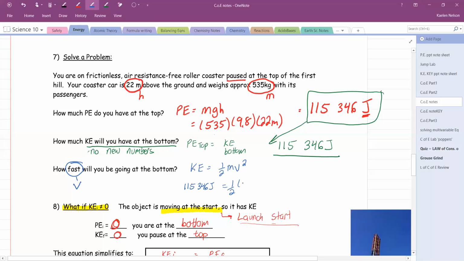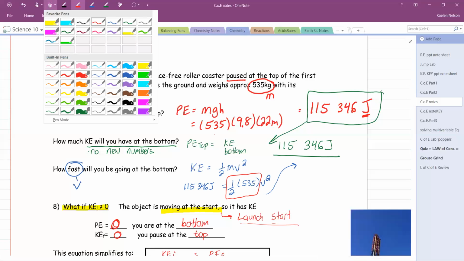1/2, mass, which is 535. V squared is what I'm looking for, so I call it V. Now I have to move my algebra up here. I should have left a little more room. The first thing is this piece here, 1/2 of 535. You're going to do that in your calculator by doing 535 divided by 2.